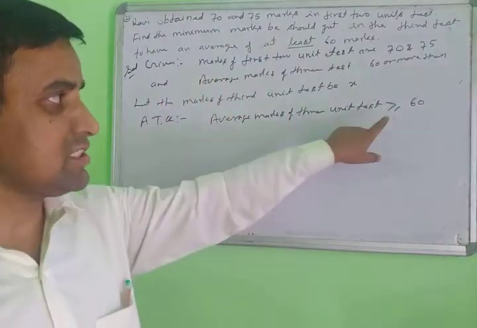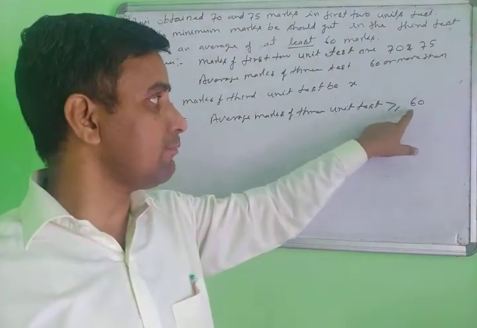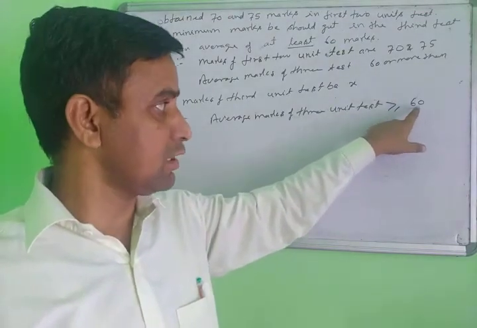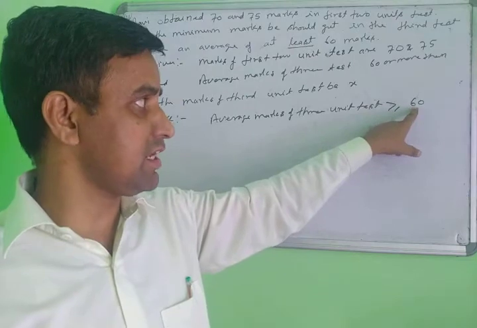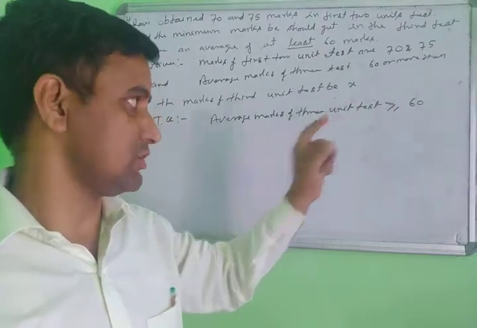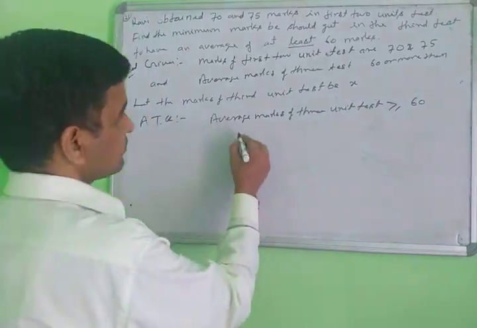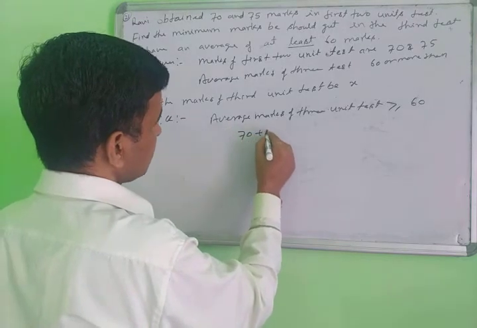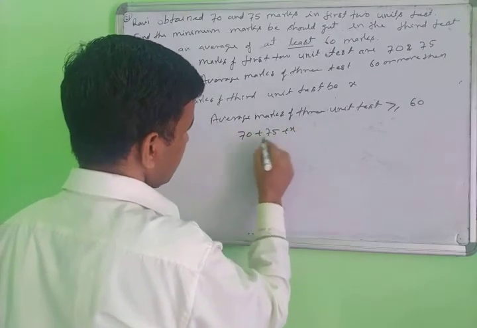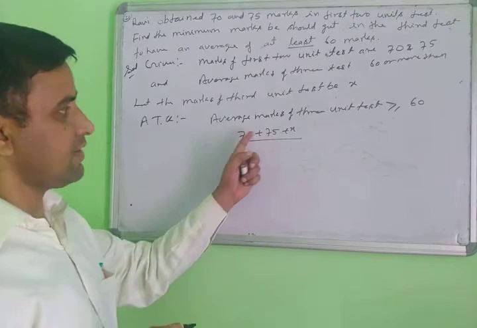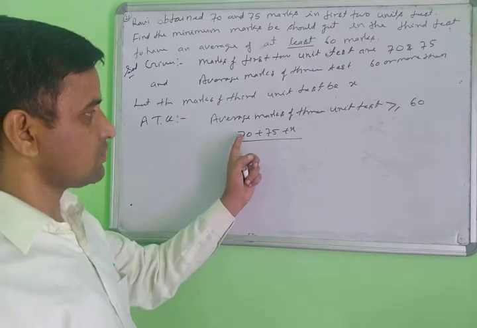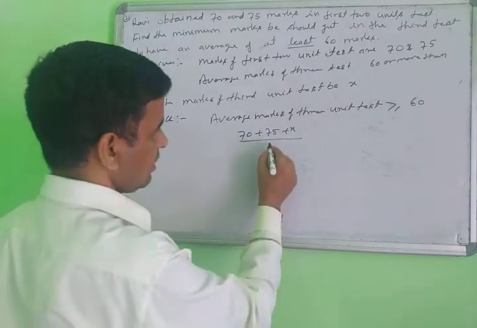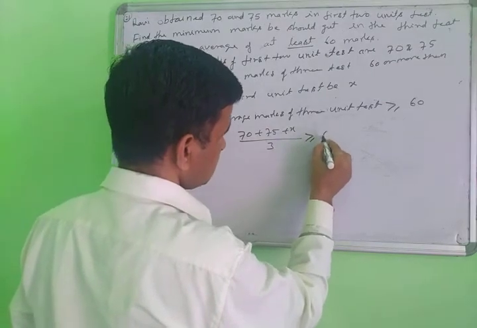Why am I using 60? Because 60 is the minimum and more than 60 is possible, including the minimum marks of 60 and otherwise more than 60. The marks are first 70 marks plus 75 marks plus X marks. How to find the average? Divide by how many tests here? Unit test 1, 2, 3. Then divide by 3, then greater than or equal to 60.